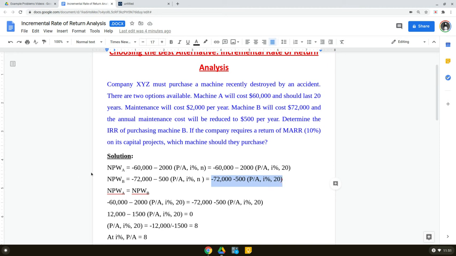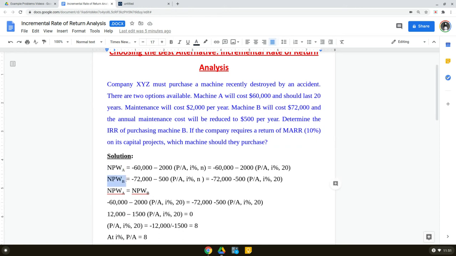So now we have NPW A, net present worth of option A, and NPW B, net present worth of option B. To find the incremental IRR of purchasing machine B, what we need to do is equate these two, NPW A and NPW B.